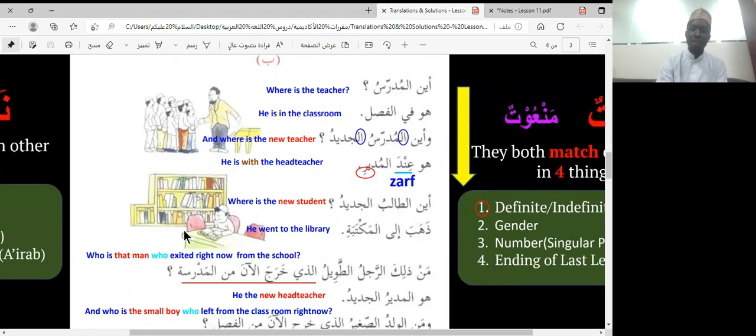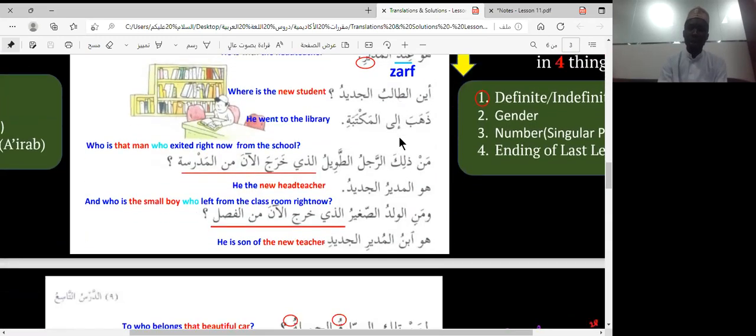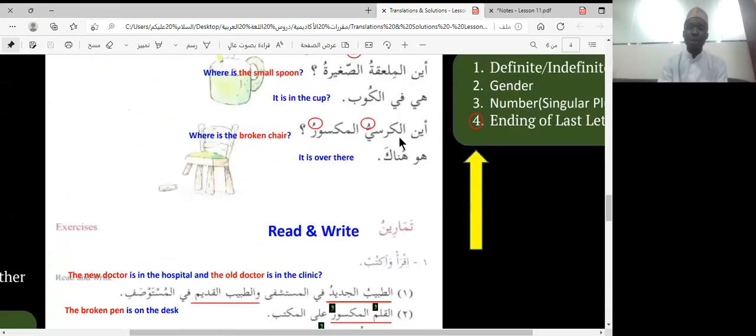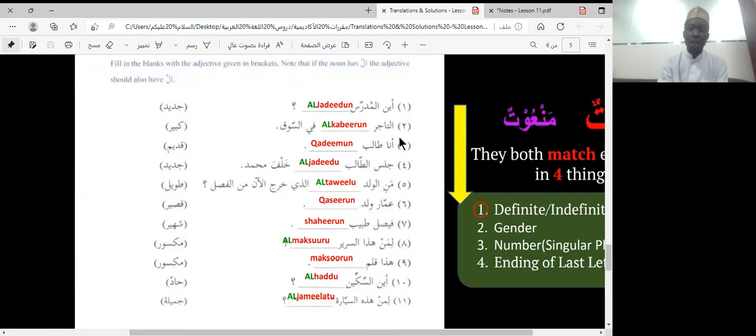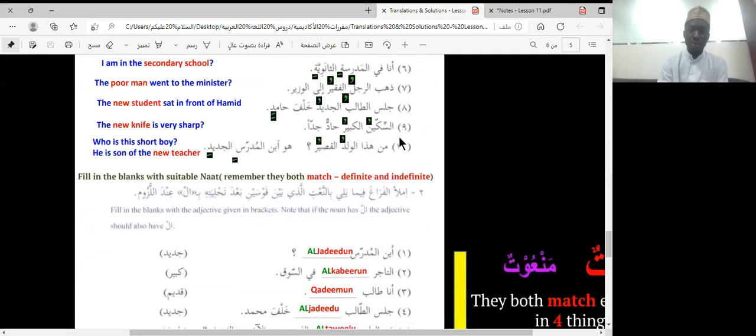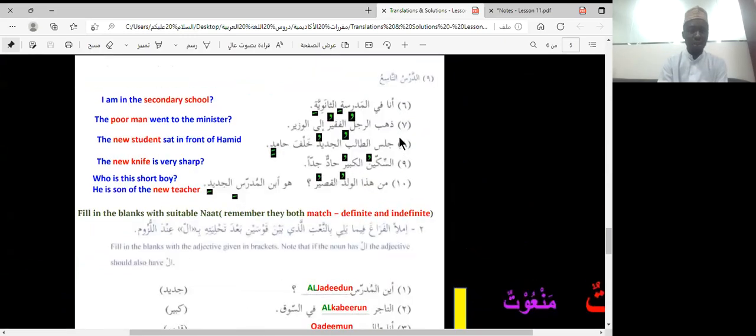Where is the teacher? He is in the classroom. And where is the new teacher? So we have al-mudarris al-jadid, the new teacher, where al-mudarris is the man'ut while al-jadid is the na'at. Both have alif and lam, both have dhamma. So you should notice all that, inshallah ta'ala. If you have any question, all this we have learned before, inshallah. Just read it, note it very well.